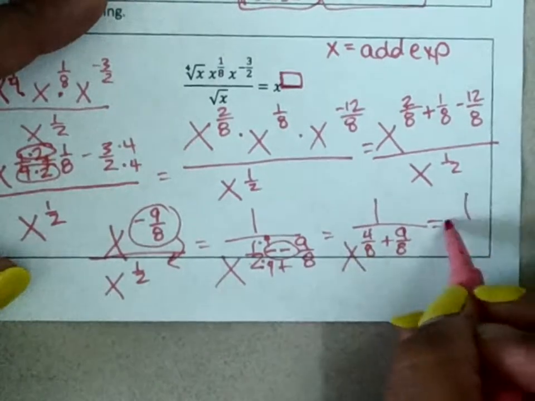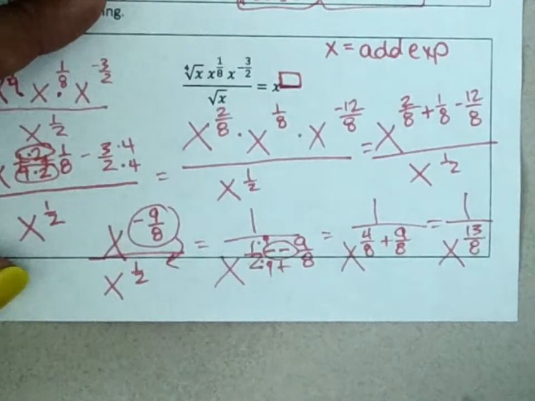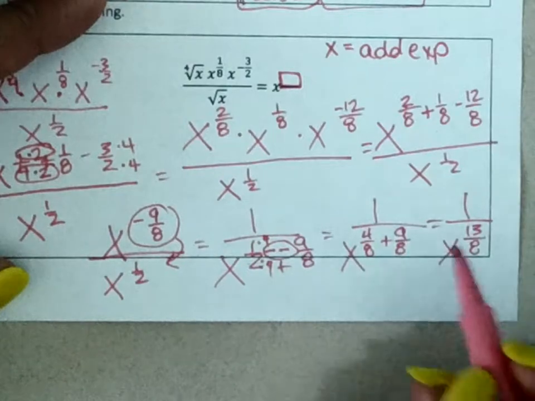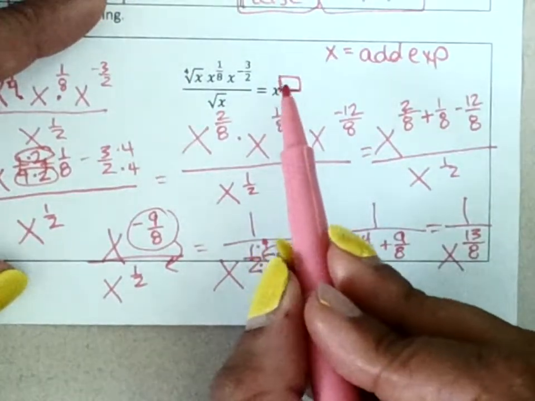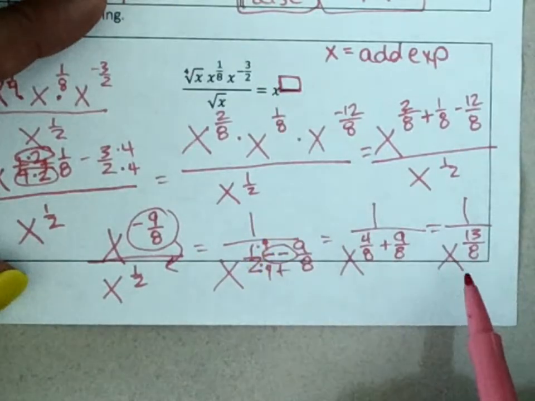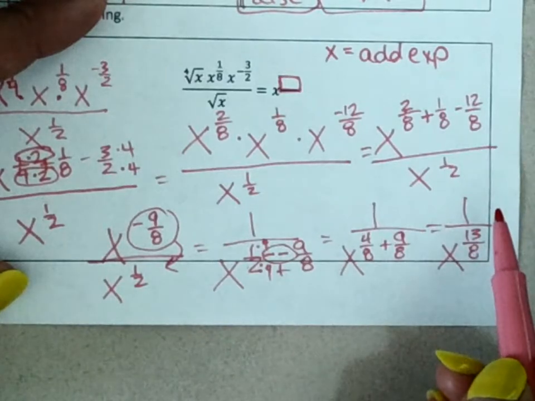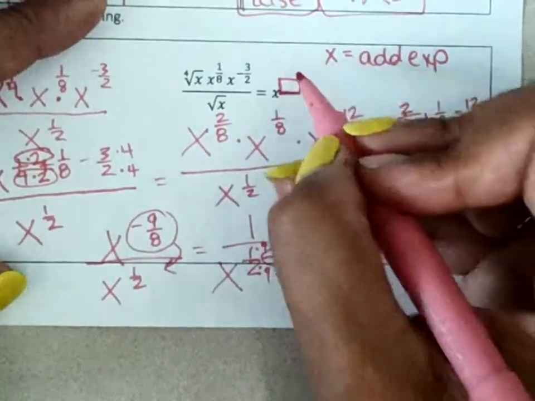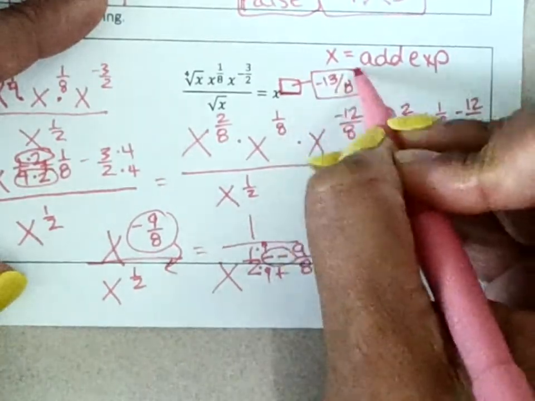4 plus 9 is 13/8. So our final answer, if we were to put it in here, because there is no fraction in the answer, we would want to make this negative so that we could put it in the numerator. So the final answer here would be -13/8.